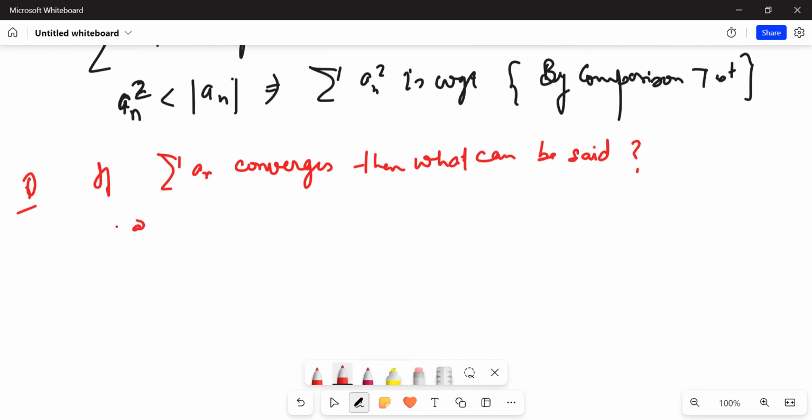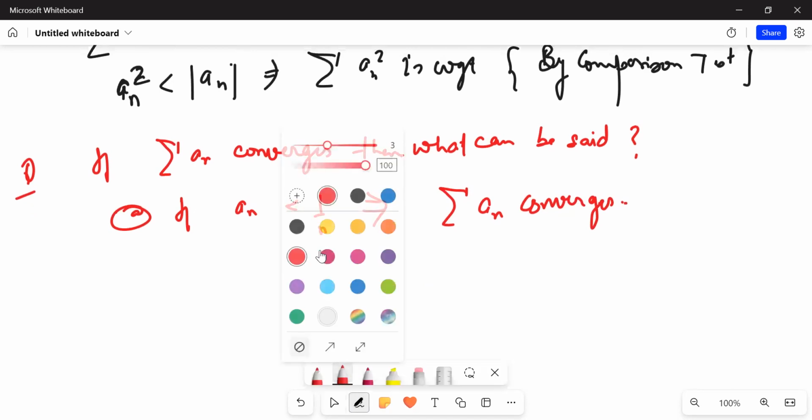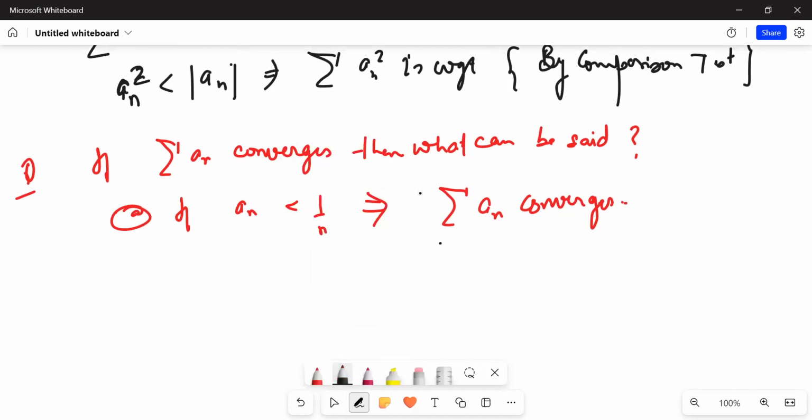One thing I'm giving to you, that if an is less than 1 upon n, then it necessarily implies that summation an converges. True or false? What do you think the answer should be? I'm giving you a minute to think about it, and then I'll do the question for you.